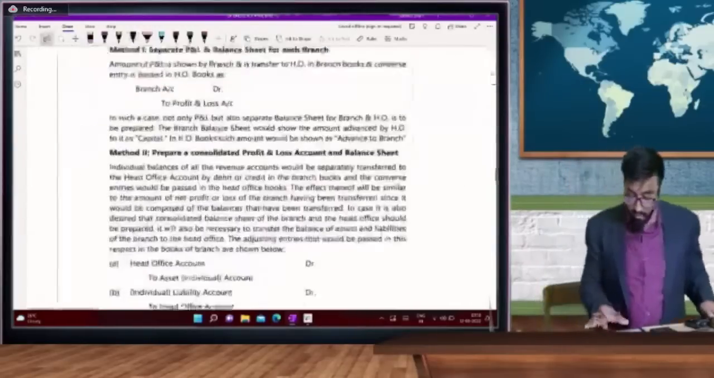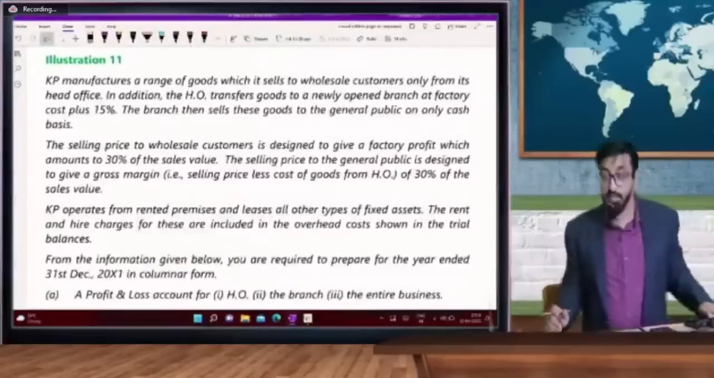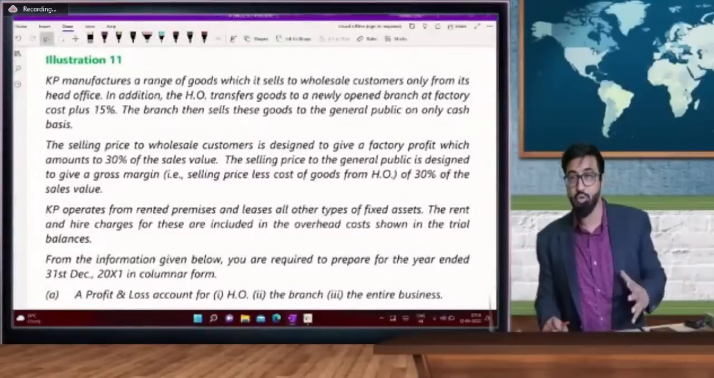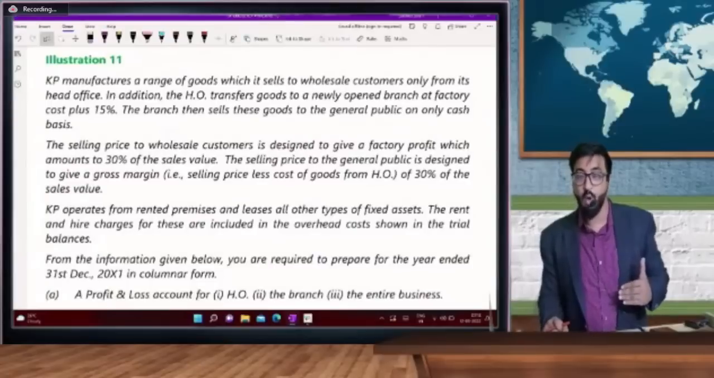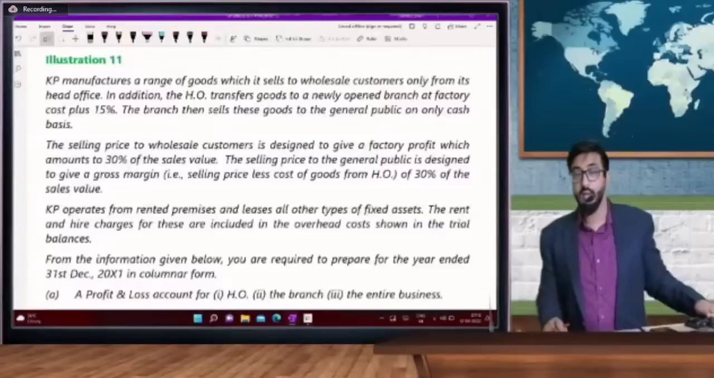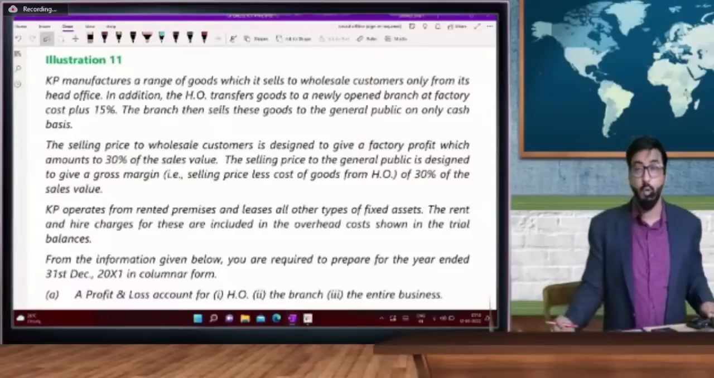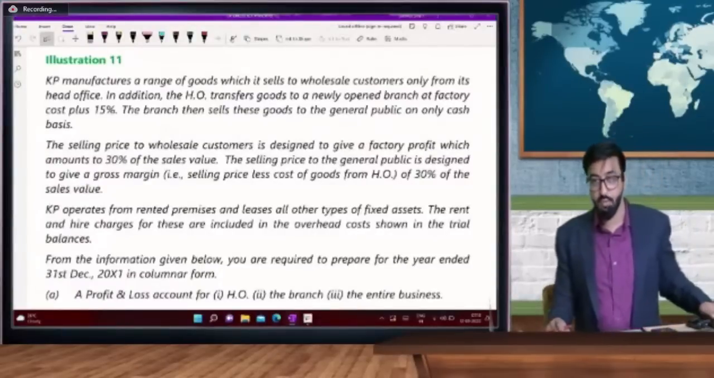So now we will understand this question. We are not going to solve it. I will give you a summary of all important points of illustration number 11 because it's very difficult. Illustration number 11, 12, 13, and 14 are not difficult, but they are very tricky and very important questions from exam point of view. Mark all these as IMP questions.